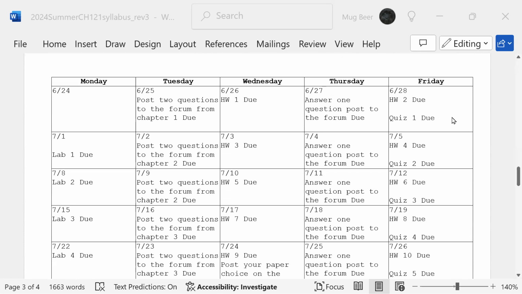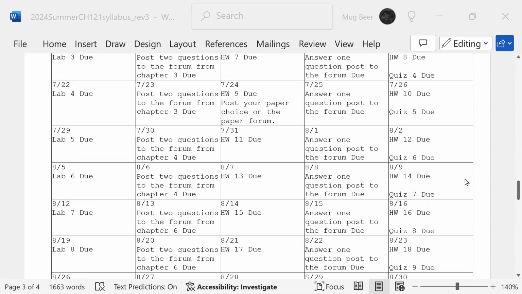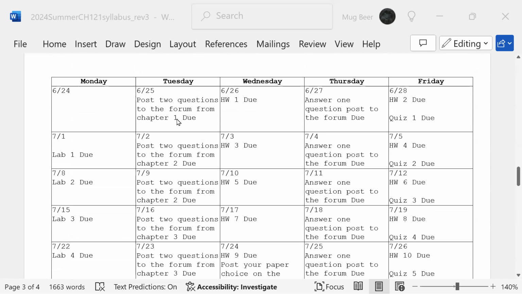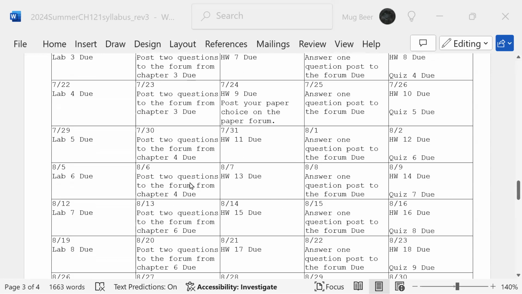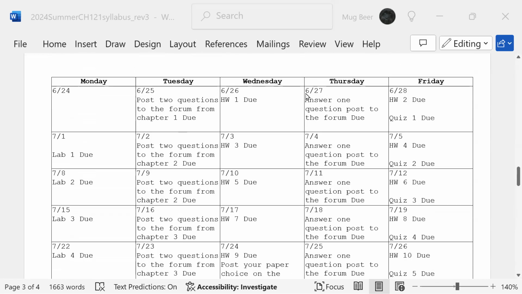Okay, so here's the calendar, the whole calendar for the entire term. We've only got one holiday, and that's going to be Monday of Labor Day. Not that it really matters for this online class. So every Tuesday, you will submit 2 questions from the end of the particular chapters out of the book. It's listed right here which chapters you should be using. And every Thursday, you need to answer one of your classmates' questions.